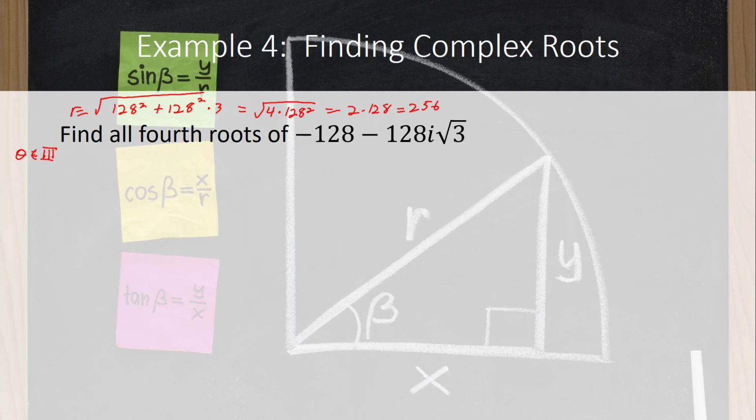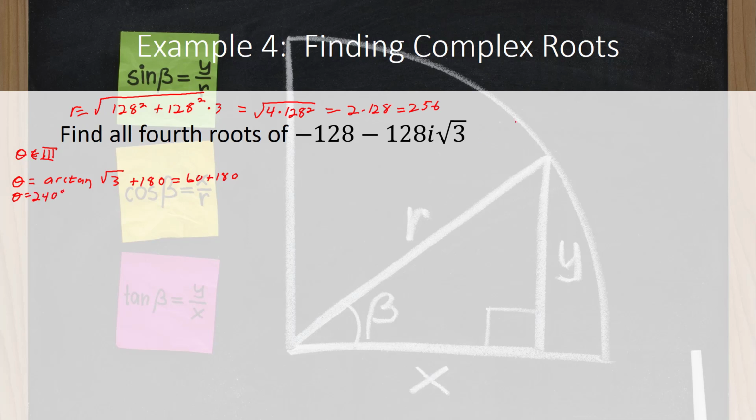No, not equal to quadrant 3, but it's in quadrant 3. So that means that theta is going to be equal to the arctangent of the imaginary part over the real part, which is going to be the square root of 3, plus 180 degrees. That's going to move us over from quadrant 1 to quadrant 3. And that will give us an angle of 240 degrees. 60 plus 180. And theta will be equal to 240 degrees.